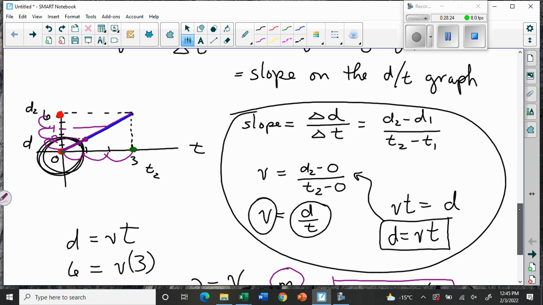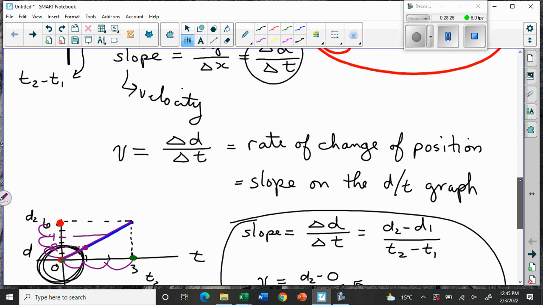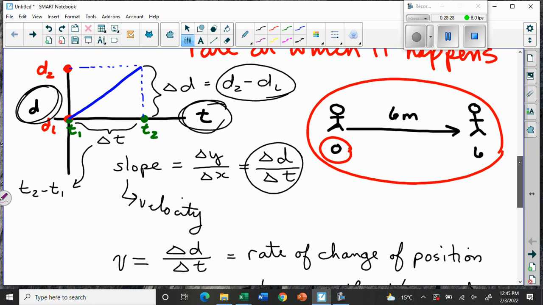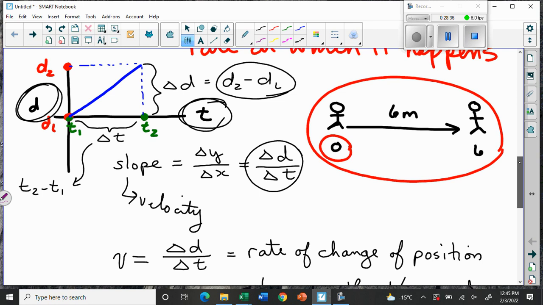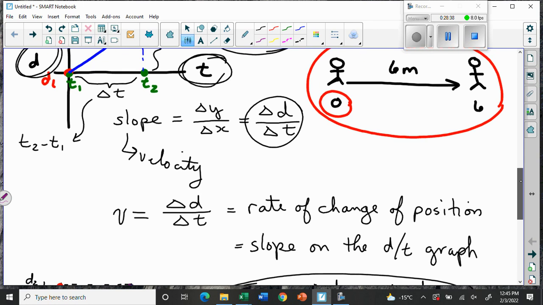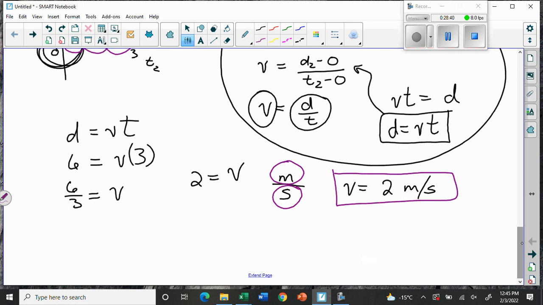So that's how we deal with displacement and the changing of something's position. We can draw it on a displacement time graph, and we can calculate the slope, which represents the rate of change of the displacement or the position, and we call that the velocity. And we'll stop there for now.